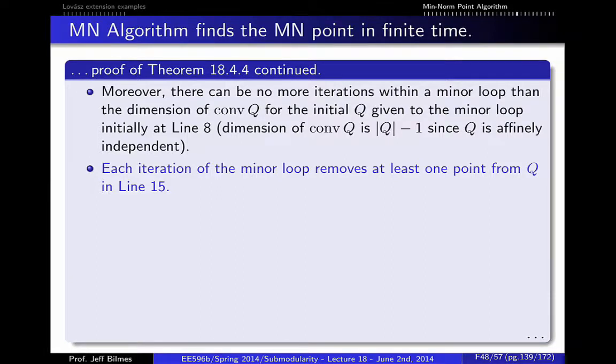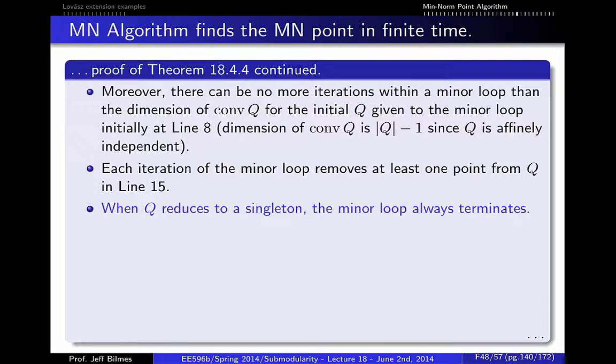And here's why this happens. Each iteration of the minor loop removes at least 1 point from Q in line 15, right? So we're removing at least 1 point. Again, because x is not in the convex hull of Q, which basically must mean that there's some point of Q not on the face of the convex hull of Q where y lies. That's just a necessary condition. So then eventually Q is going to reduce to a singleton, and the minor loop is always going to terminate when Q is a singleton. Why is that the case? Because clearly lines 9, 10, and 11 are going to be executing in that case.